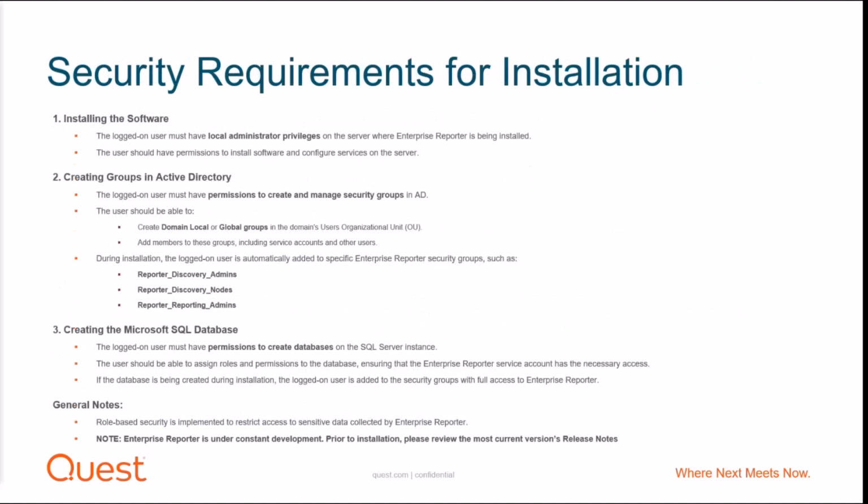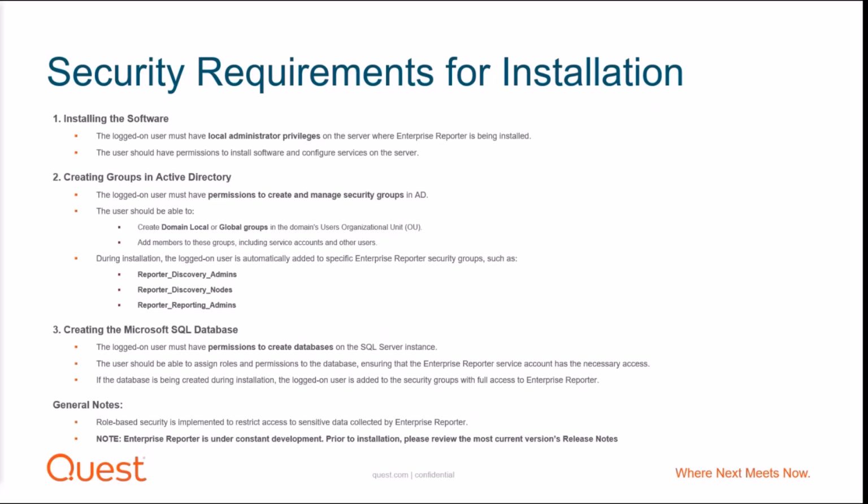The security requirements for the installation are pretty simple. The logged on user must have local administrator rights. This would be considered the installer account. The account should have permissions to install the software and configure services on that server. Further, the logged on user must have permissions to create and manage security groups in Active Directory. If the user does not, those groups can be created in advance. And of course, if the names have changed, you can change the names to match in the installation process.